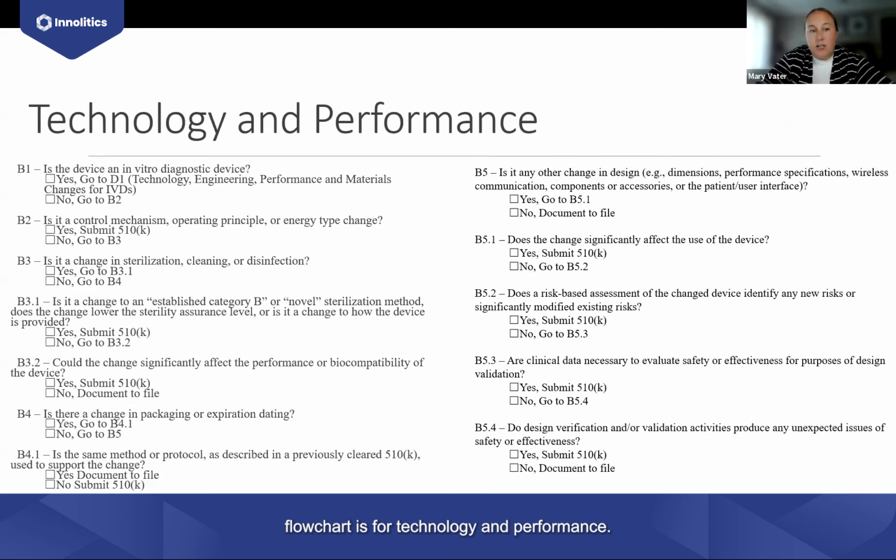The next flowchart is for technology and performance. So this also relates to software that may not always be captured by the software guidance, because it relates to the operating principles of the system and the core technological characteristics of how your device is achieving its intended use. So again, some of these questions aren't going to be applicable. Those are easy to skip over, but there will be some, like B2 is an important one that oftentimes would trigger a new 510K.